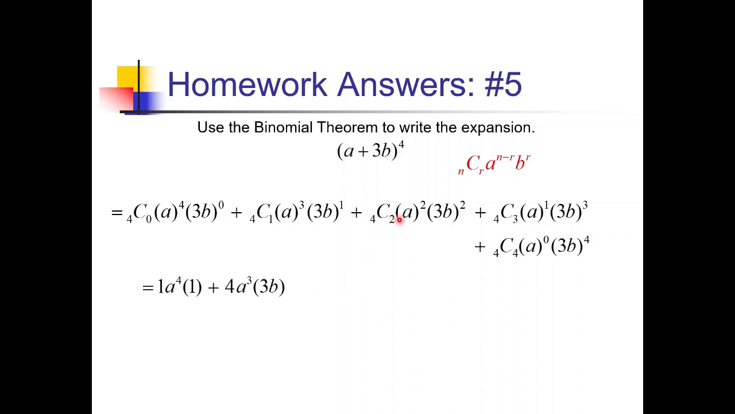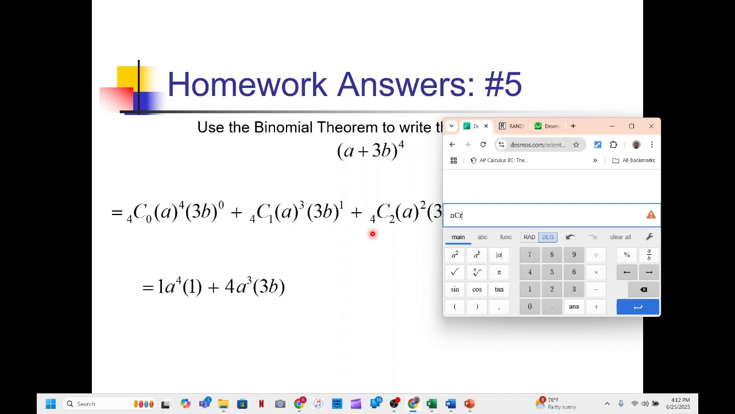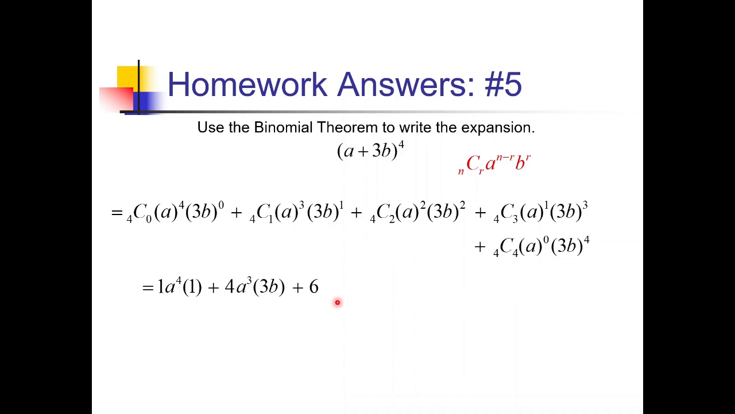Next, 4 choose 2. Let me go to Desmos for that. So nCr 4 comma 2 gives me 6. And then we have a squared, and 3b squared is really going to be 9b squared.